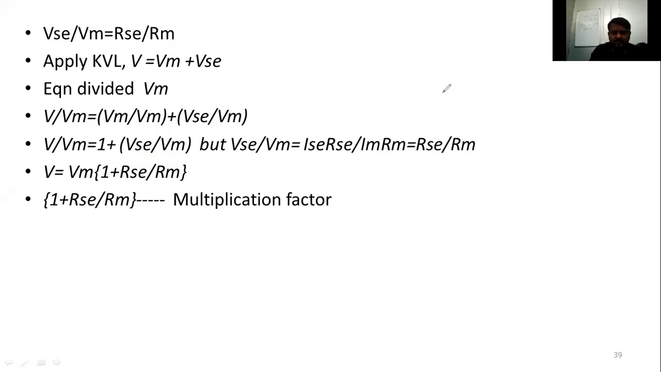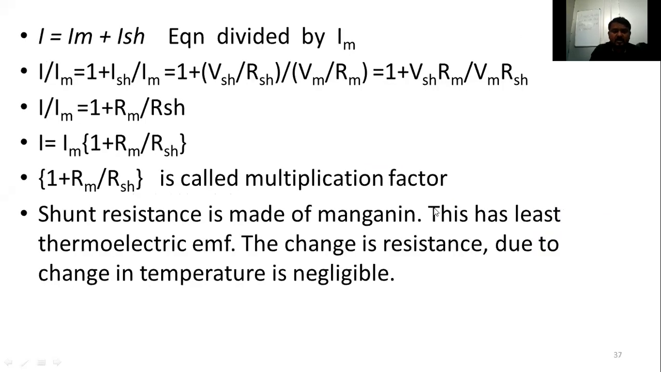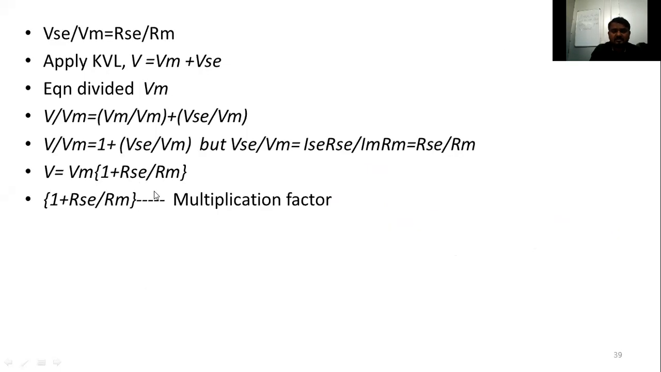So for the shunt, the multiplication factor is different. For series, the multiplication factor is different. You can remember here, Rm by Rsh is there. Here the multiplier is there. Here the shunt is there. Here the multiplication is Rsc by Rm. Remember one thing: Rsc by Rm.